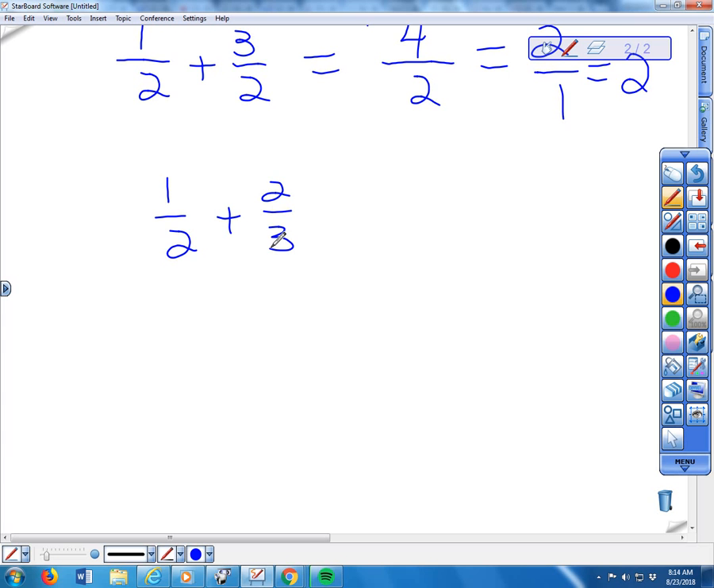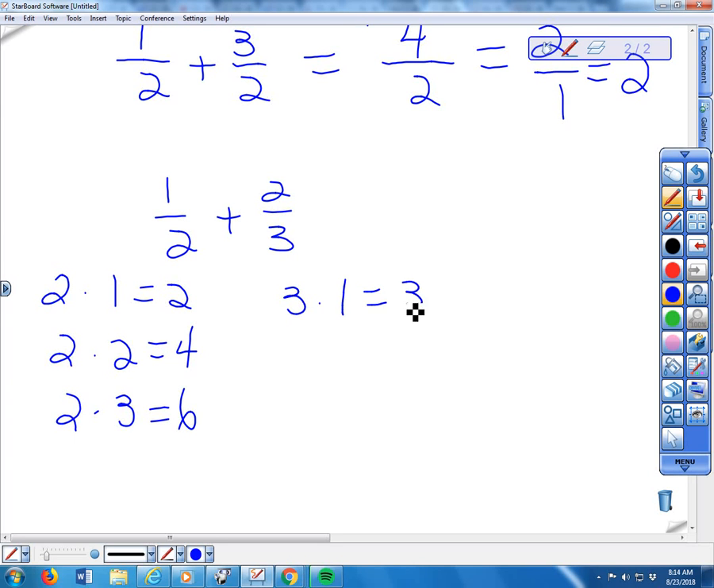And what I mean by that is when I take 2 times 1 is 2, right? Yes. 2 times 2 is 4. 2 times 3 is 6. Okay? I can do 3 the same way. 3 times 1 is 3. 3 times 2 is 6. Oh, I just found the least common multiple of both of those. It's 6. So they both go into 6 evenly. That's the least common multiple. That's now my common denominator.